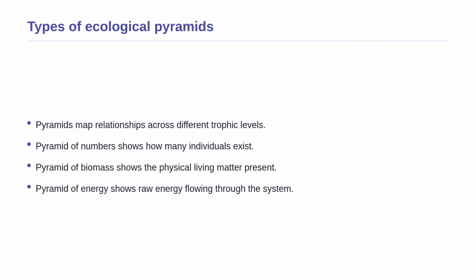Building on this tower analogy, scientists use formal graphical representations called ecological pyramids to map out these ecosystems. There are three main types of ecological pyramids used by scientists. The pyramid of numbers shows us exactly how many individual organisms exist at each level. The pyramid of biomass measures the actual physical living matter present. Finally, the pyramid of energy tracks how much raw energy is flowing through the system.